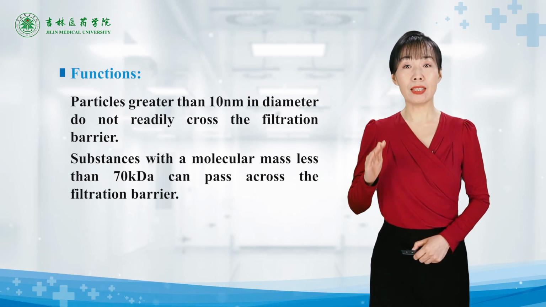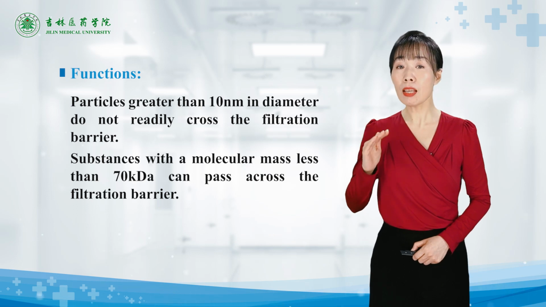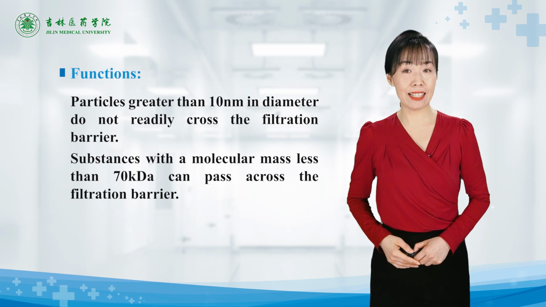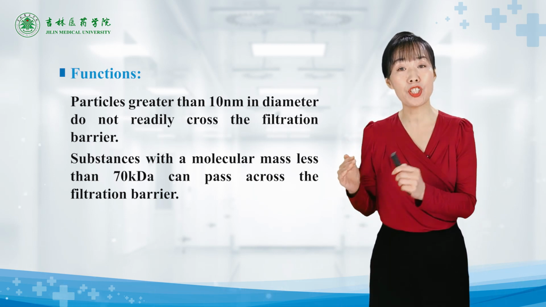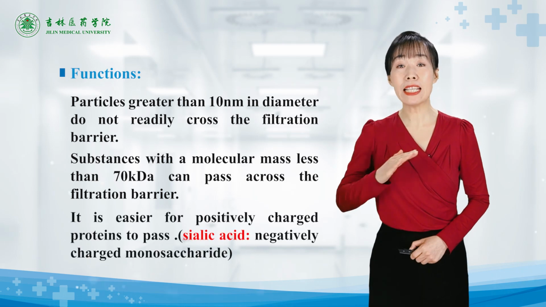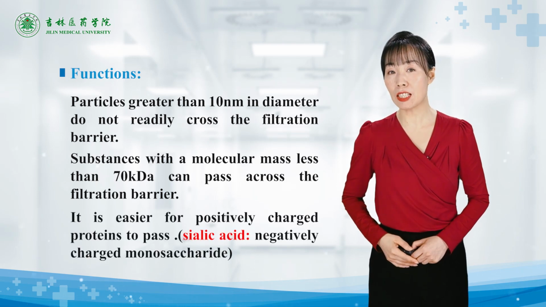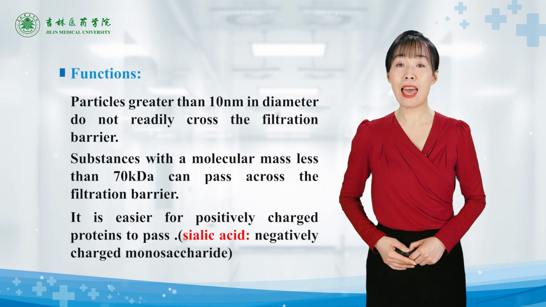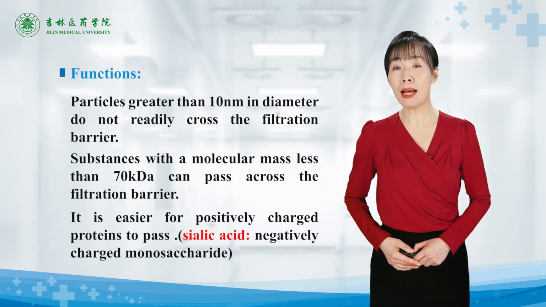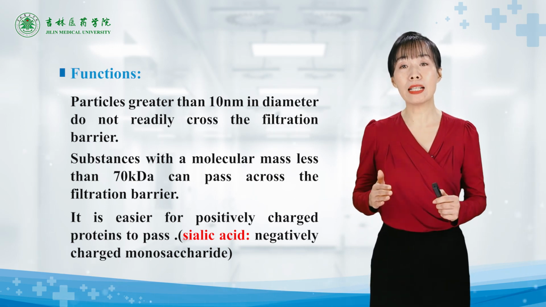The membrane of the fenestrae of the endothelium is rich in sialic acid, a negatively charged monosaccharide, so it is easier for positively charged proteins to pass, and negatively charged proteins with a molecular mass greater than that of albumin pass across only sparingly.